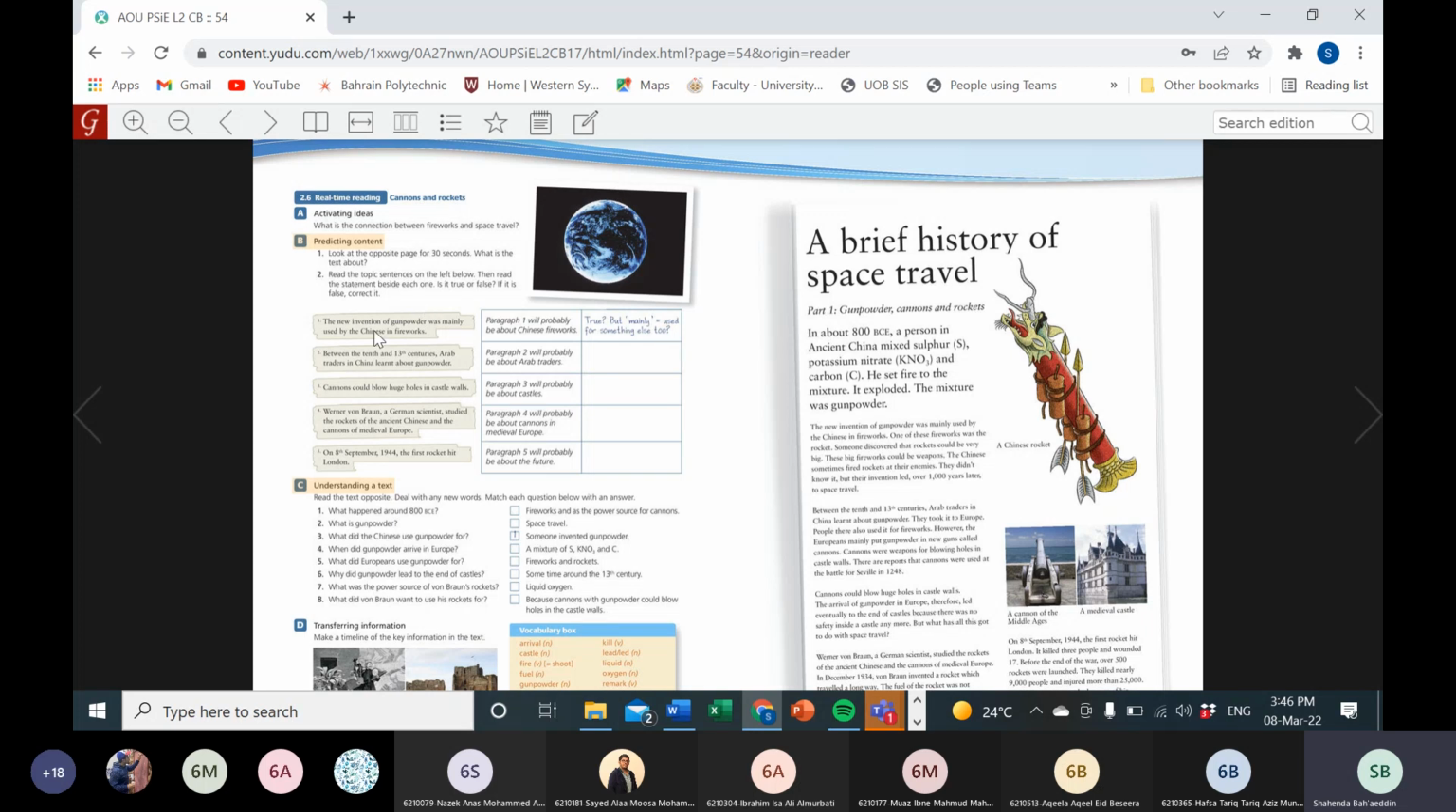What is the connection between fireworks and space travel? Space travel started with fireworks. People started with fireworks, and then this moved them to space travel, as we read in the text.